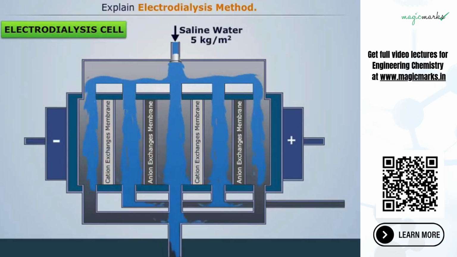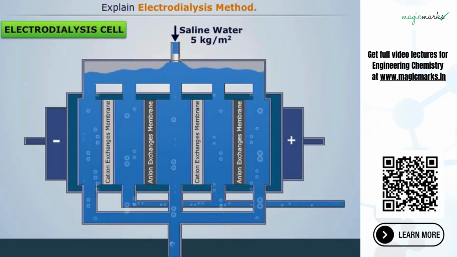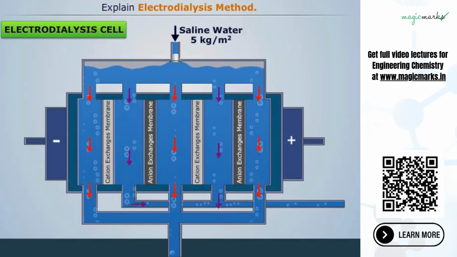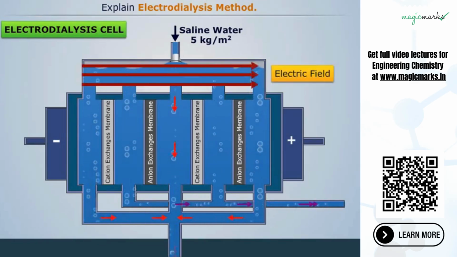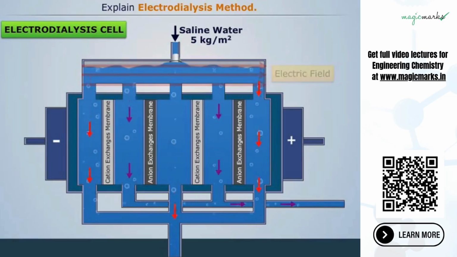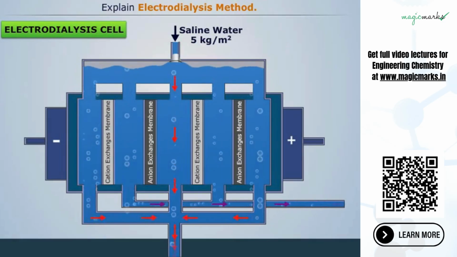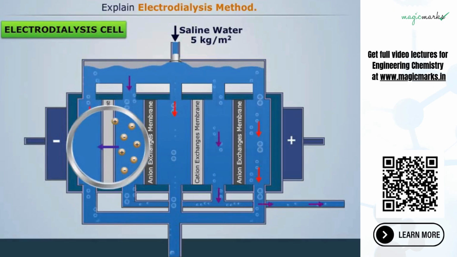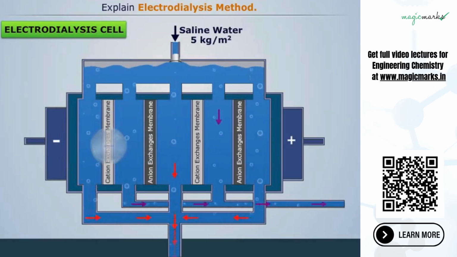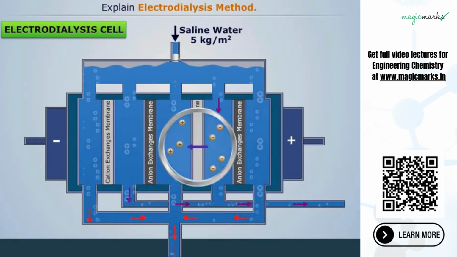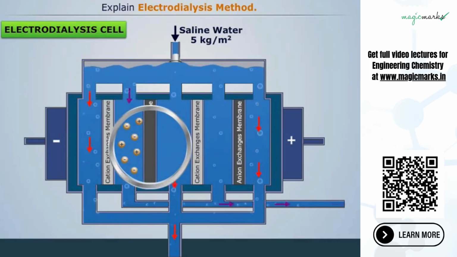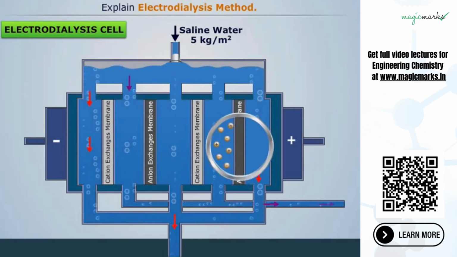Now saline water under a pressure of around 5 to 6 kg per meter square is passed from the top of the cell and passes between the membrane pairs, and an electric field is applied perpendicular to this direction of water flow. Due to the application of this electric field, the cations present in saline water start moving towards the cathode through cation selective membrane, and anions start moving towards the anode through anion selective membrane.